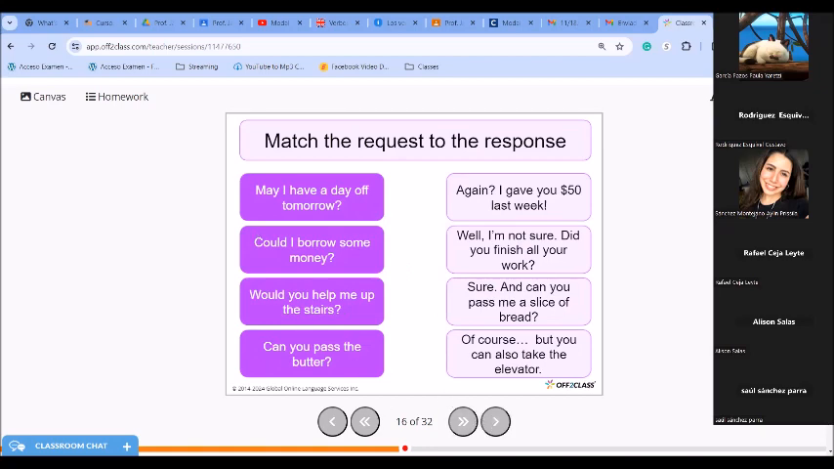All right, same thing here. Gustavo, would you help me up the stairs? Of course, but you can also take the elevator. Perfect. All right, so would is nice and polite.